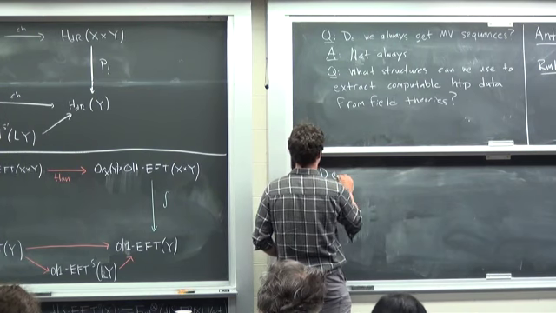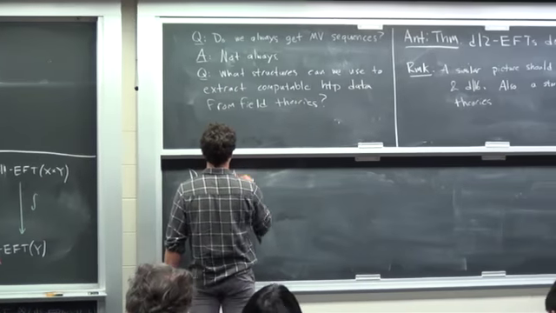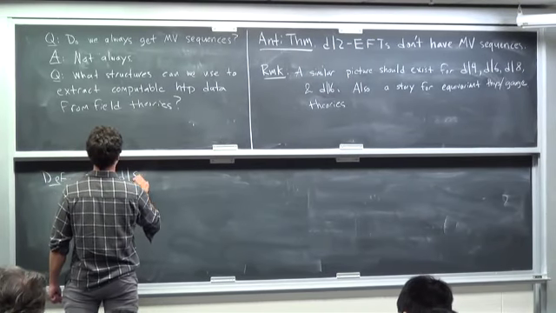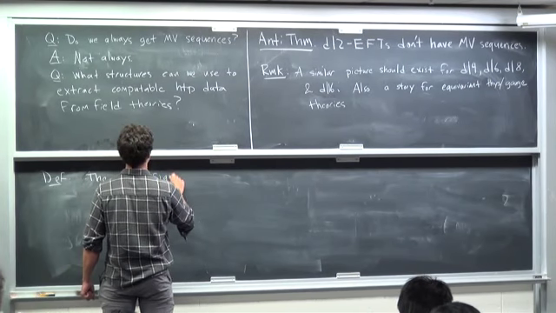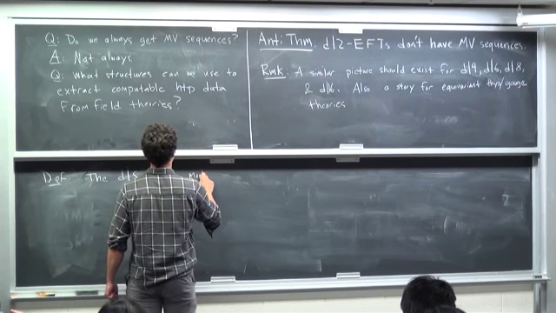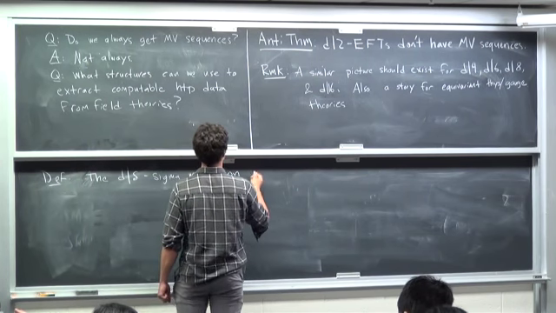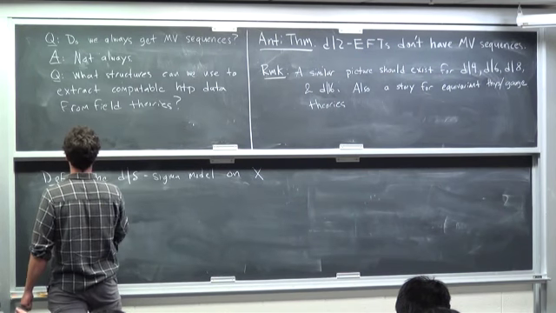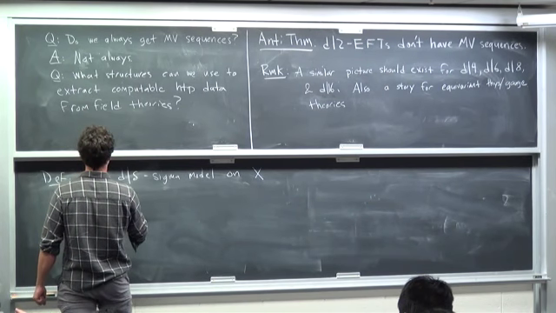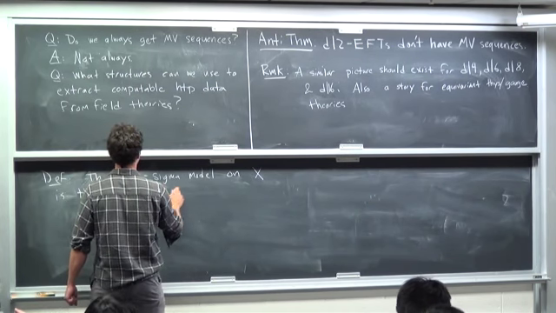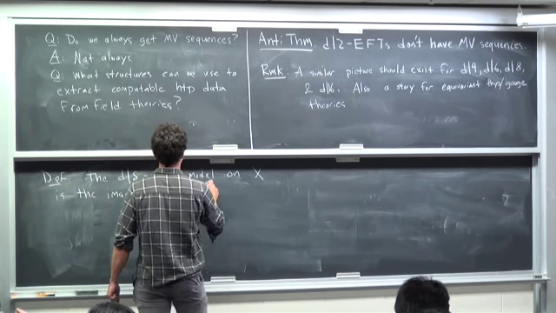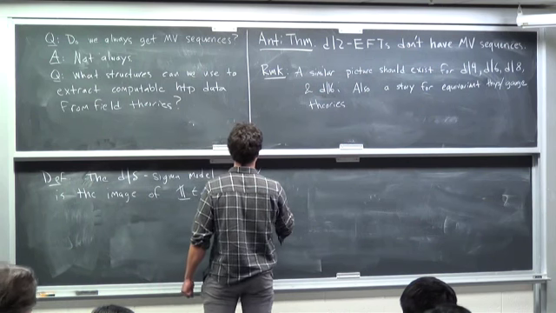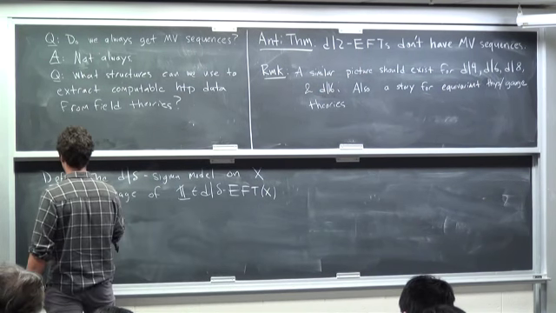But so the sigma model, or the d|δ sigma model on manifold X, is the image of 1 in d|δ field theories over X under quantization.